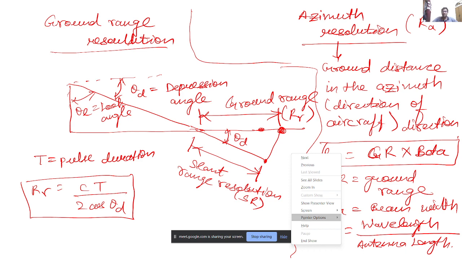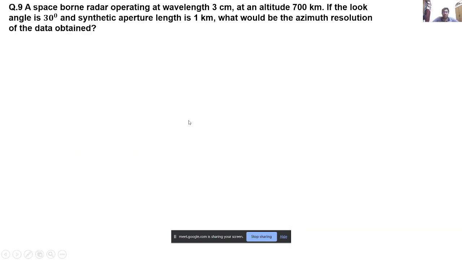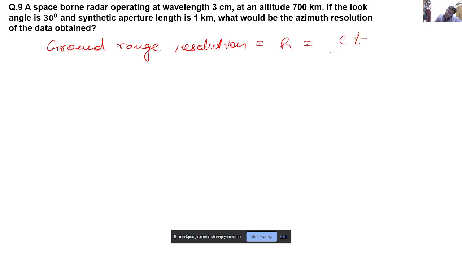So now let's straight away jump into the question. A spaceborne radar operating at wavelength 3 centimeter at an altitude 700 kilometer, if the look angle is 30 degree and synthetic aperture length is 1 kilometer, what would be the azimuth resolution of the data obtained? Okay, so firstly, ground range resolution is equal to R is C T by 2 cos theta D.